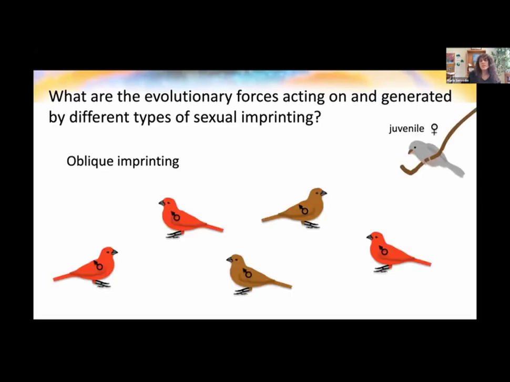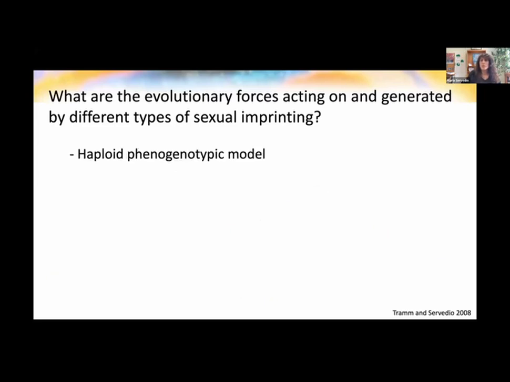And oblique imprinting, the juvenile would look at adults in the population at the time and just imprint on them in proportion to the phenotypes that they encounter. So in order to explore these types of imprinting and learn more about their qualities, I created a haploid phenogenotypic model, and we competed 2 types of imprinting strategies at a time.